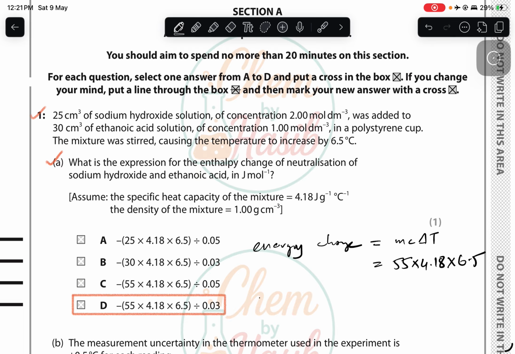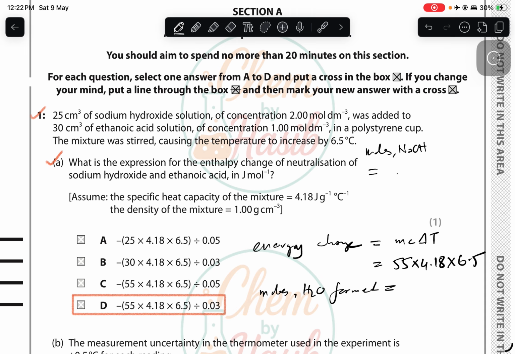Then you need to find the moles of water formed during the reaction. The moles of water formed can be found from the moles of either the acid or the base. But firstly, you need to figure out which one of them was the limiting reagent, because the moles of water formed will depend on the moles of the limiting reagent and not on the excess. So we should find the moles of the acid and the moles of the base. Firstly, the moles of the base.